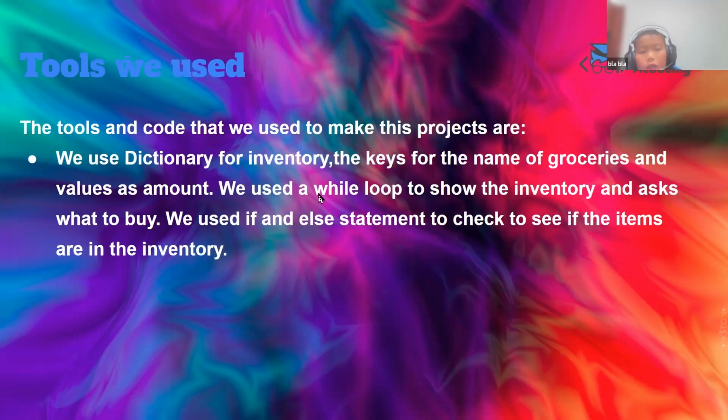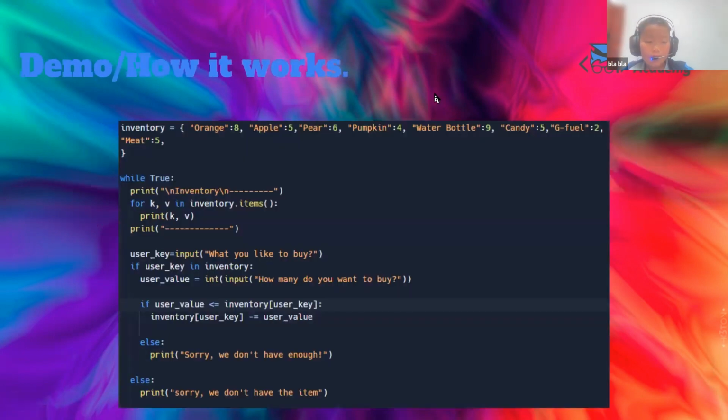We use the dictionary for inventory, the keys for the names of the groceries, and the values as the amount. We also use while loops to show the inventory and ask what to buy. We used if and else statements to check to see if the items are in the inventory.